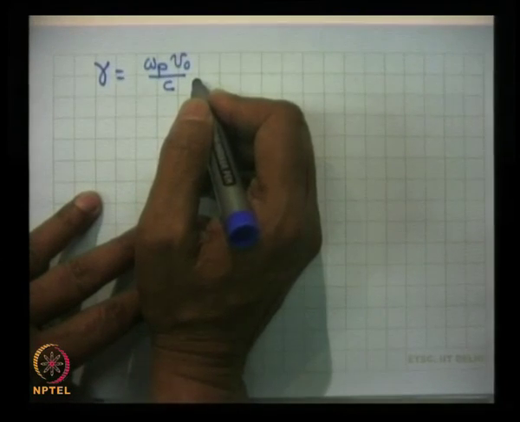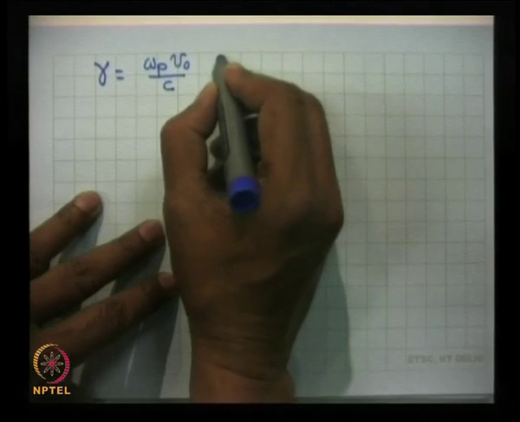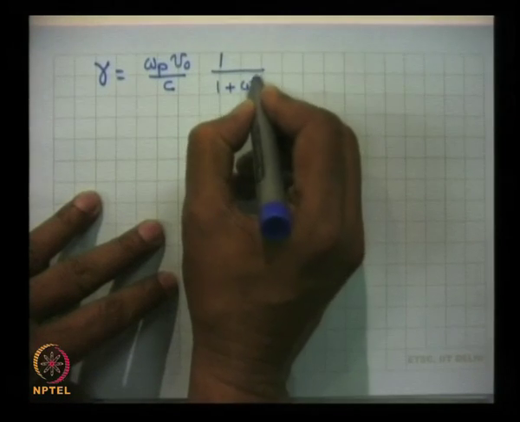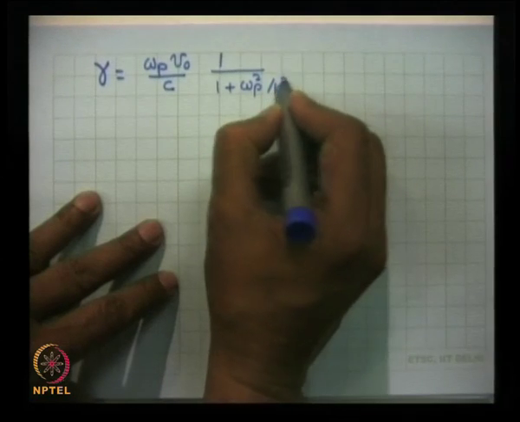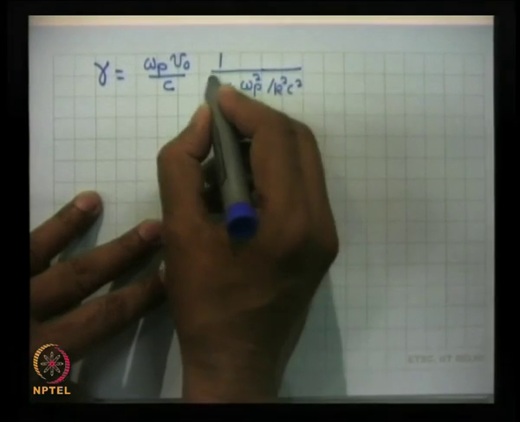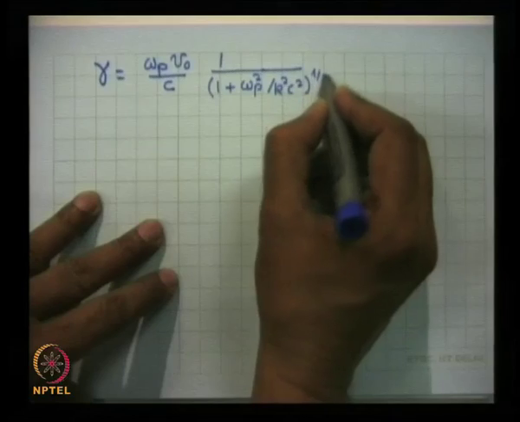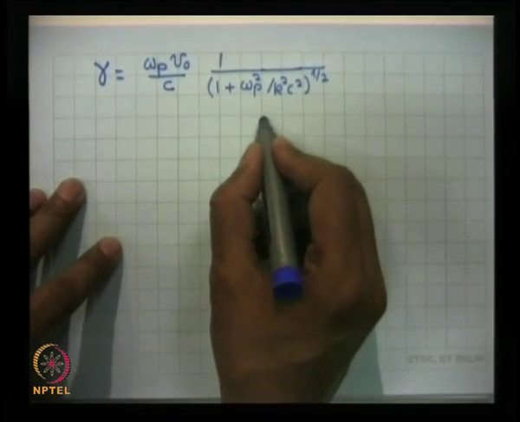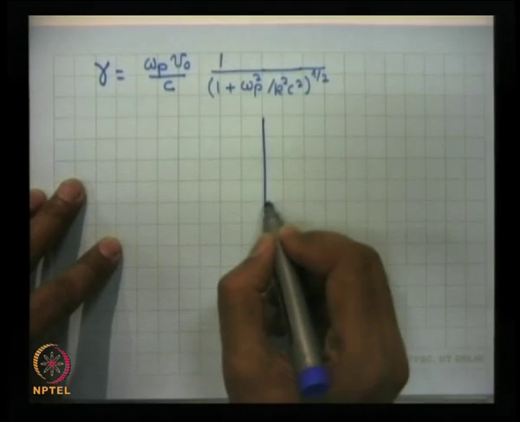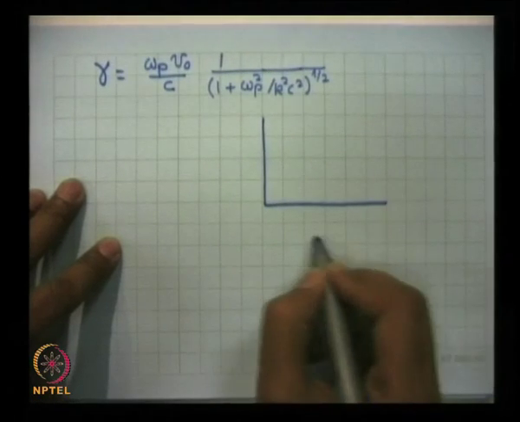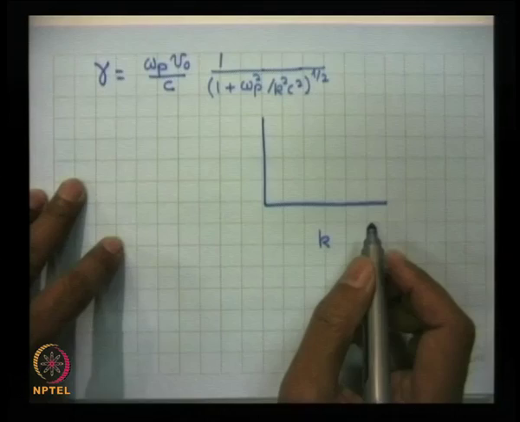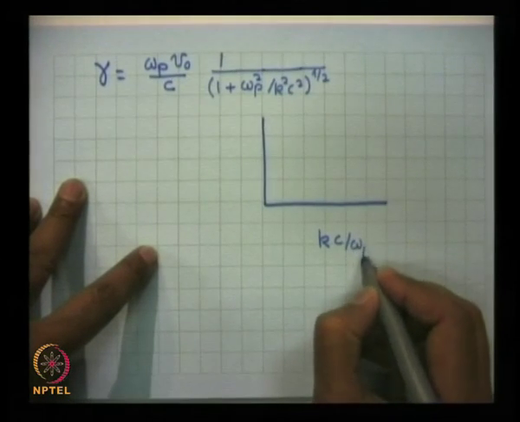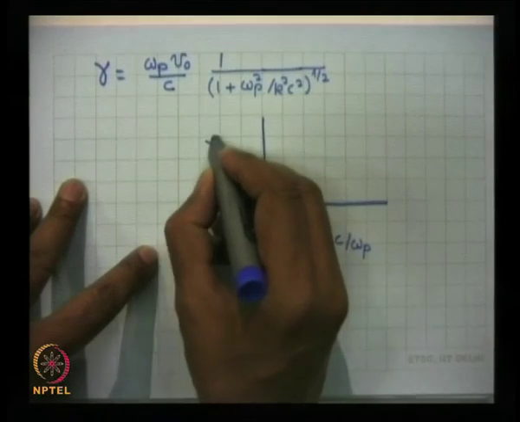I think I was not wrong, into 1 upon 1 plus omega p square upon k square c square. Sorry, I think I was right. If I want to plot this, I am plotting k here. I think the interesting quantity will be kc by omega p, kc upon omega p, and growth rate here.